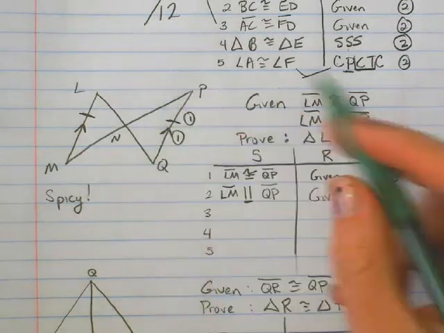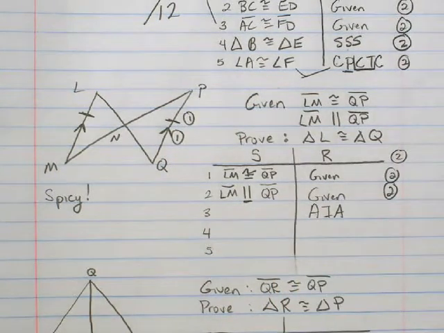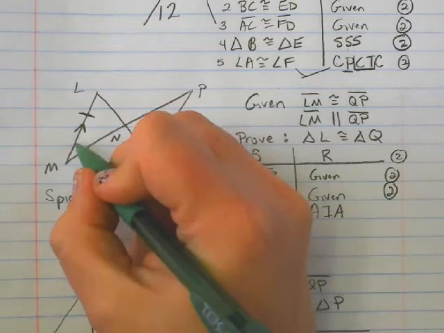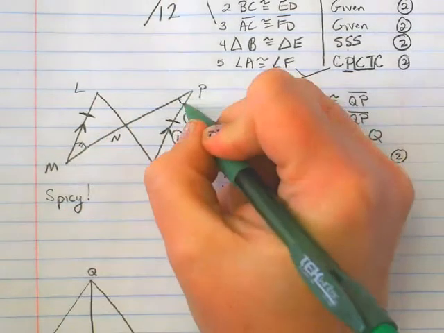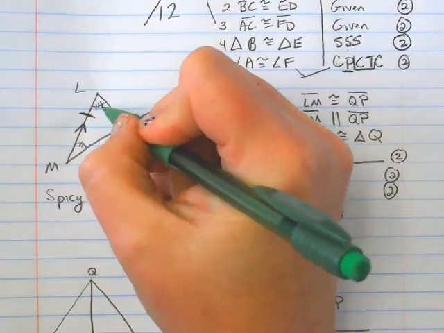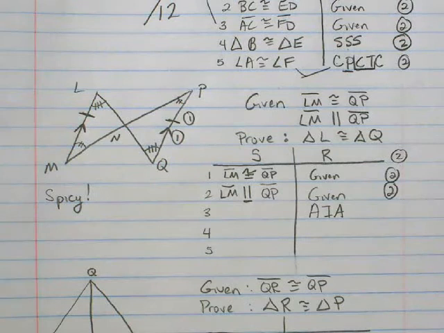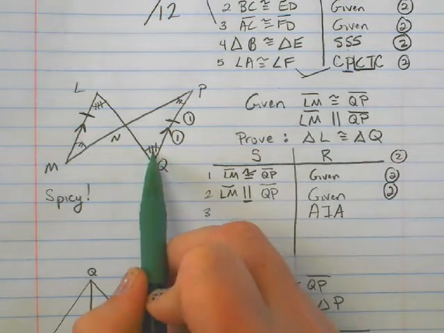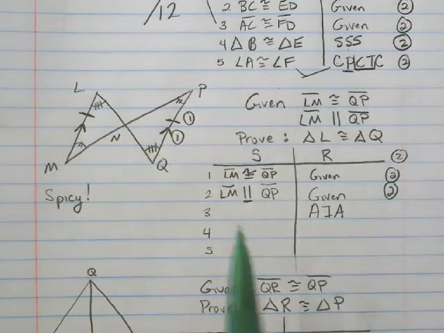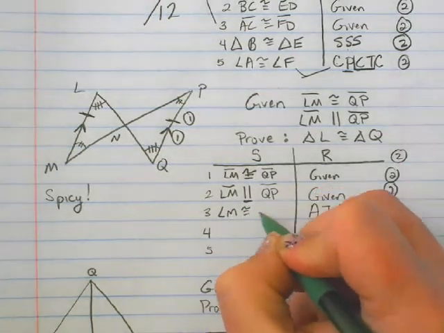Because this is a bow tie shape, this is alternate interior angles. You have a choice. You could say angle M is congruent to angle P, or angle L is congruent to angle Q. Both are correct. Make sure you're matching your hashes. You're only going to say one of them. I'm going with angle M and angle P.